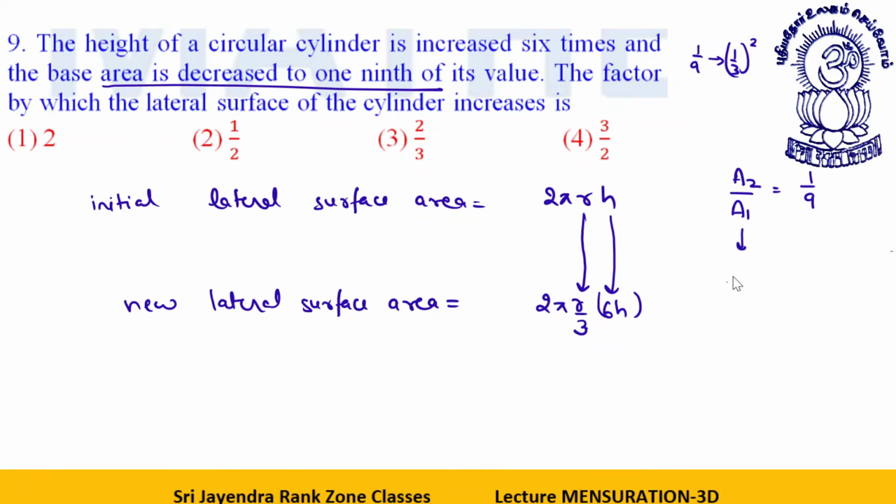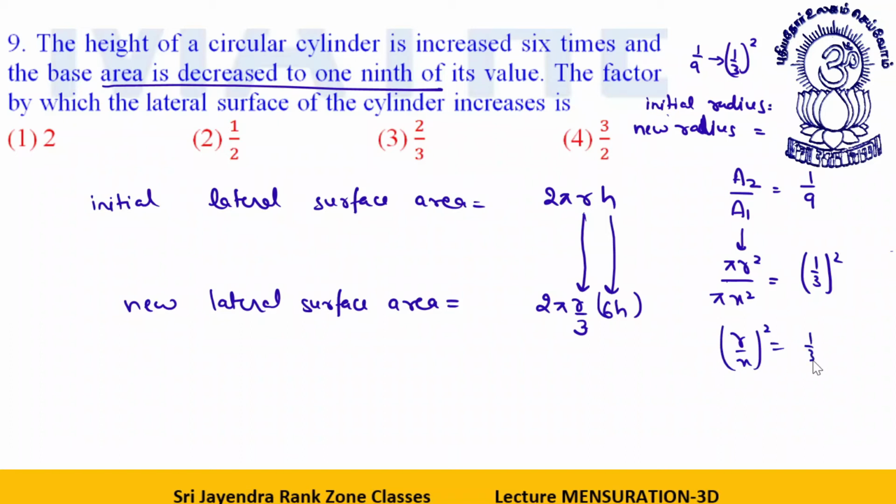What is A2? Suppose I say initial radius is equal to R. Then I say new radius is equal to x. So it becomes pi r square by pi x square is equal to 1 by 3 square, or I can say r by x square is equal to 1 by 3 square. R by x is equal to 1 by 3. R is equal to x by 3, that way. Clear? So x is equal to r by 3.